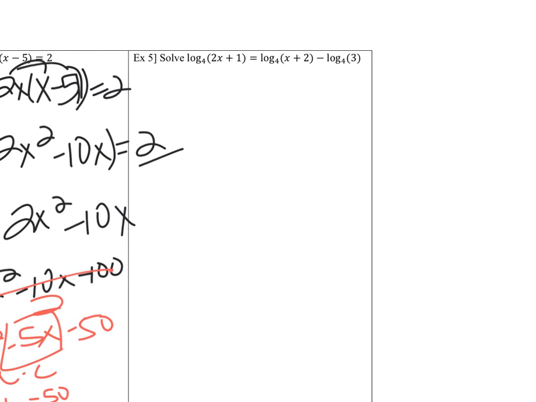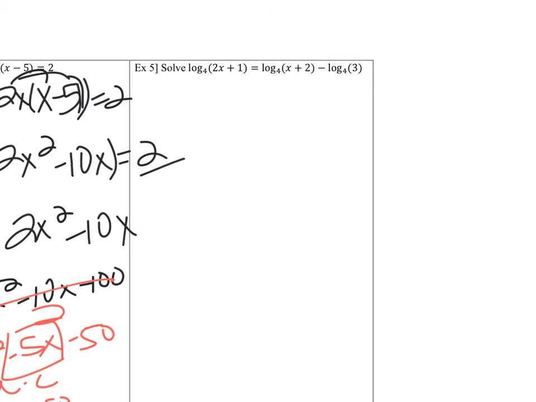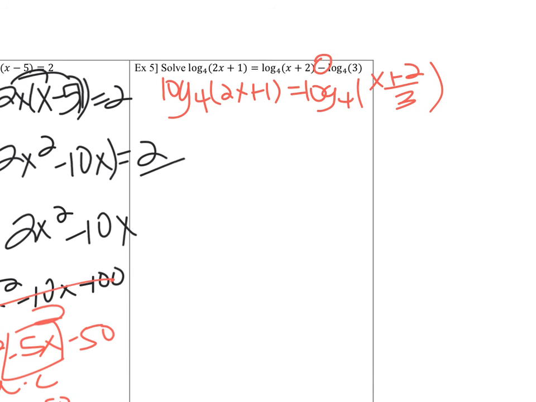Okay. All right, so we got a log on the left and some logs on the right. Well, the log on the left is a log base 4, and the ones on the right are a log base 4. But we should condense the one on the right, yes. So the left one is still log base 4 of 2x plus 1, that's good, equals log base 4, but this subtraction means that it was division. We can condense it to division. Okay, so we're going to have x plus 2 over 3.